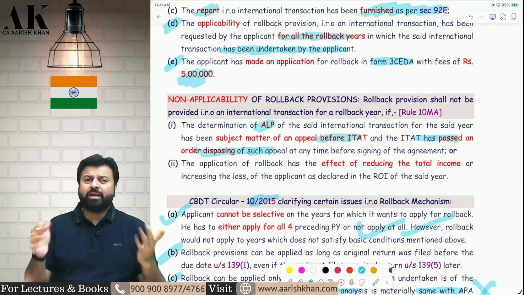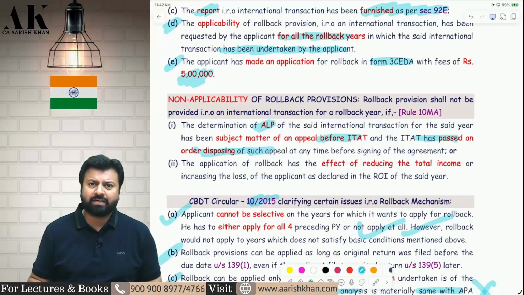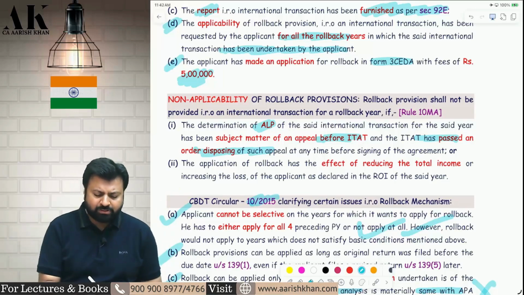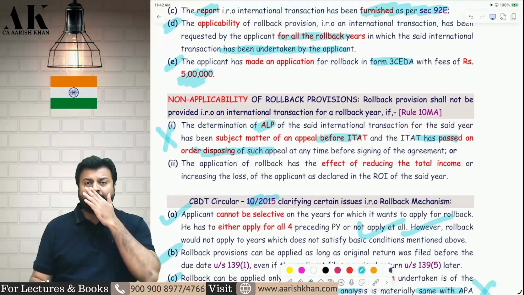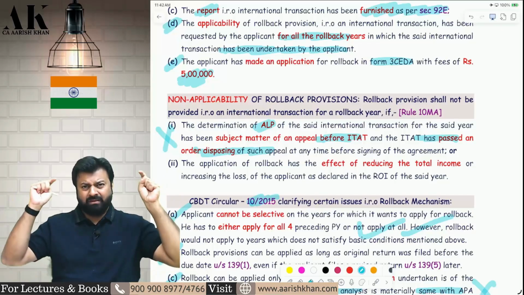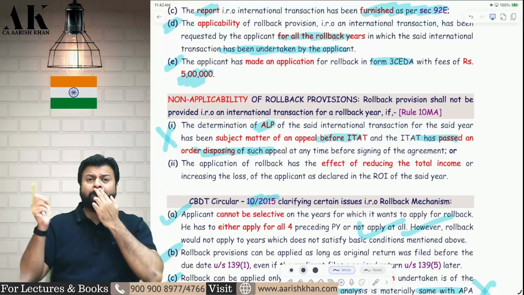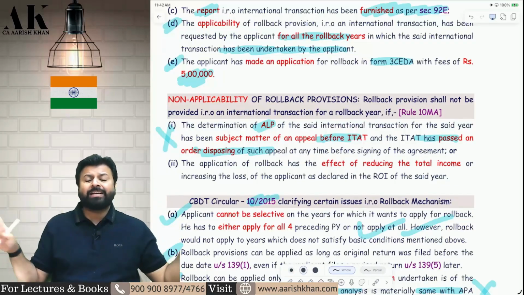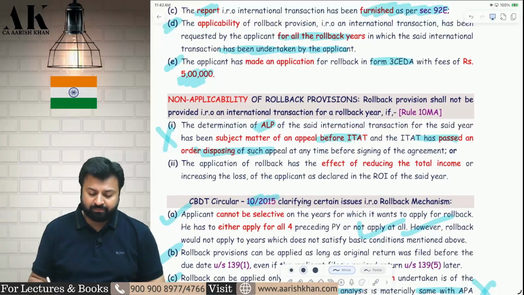So if the ITAT has already closed the matter, what will the CBDT do after that? CBDT will say the same thing only. So rollback is not possible after that. Sir, what if the matter is already pending in ITAT? If the matter is pending in ITAT, then you can go for rollback. If the matter is closed in ITAT, then you cannot go for rollback. I hope it is clear to all of you.